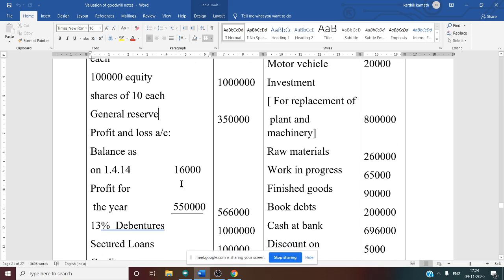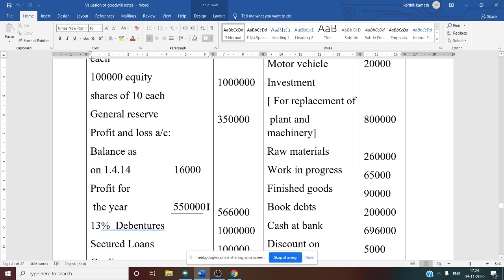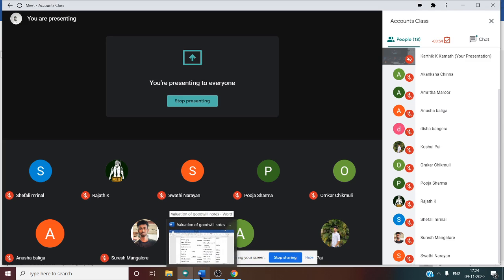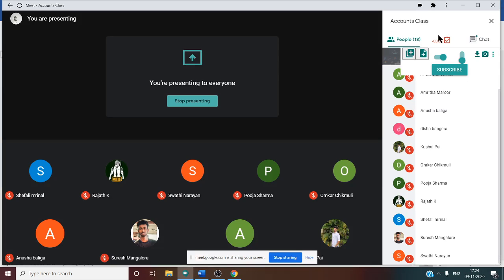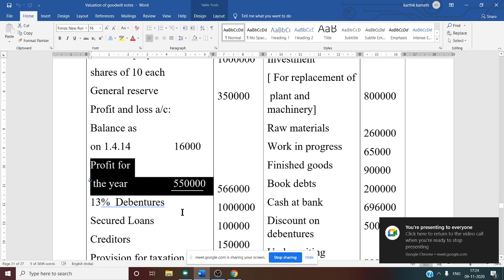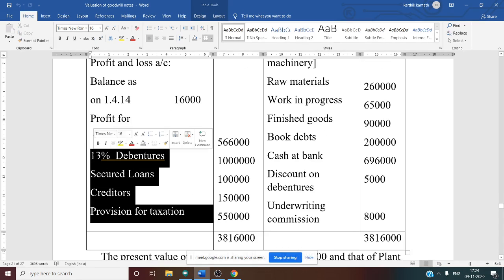Then the balance of profit and loss account for the previous year is given in the problem, but we want the profit for this particular year, that is, the profit for the current year, which is given in the balance sheet directly, that is 5,50,000. So we should take this information as actual profit. That is one more thing you need to do. Next, there are 13% debenture and secured loan, creditors and provisions for taxation. All four items you should consider while calculating capital employed.